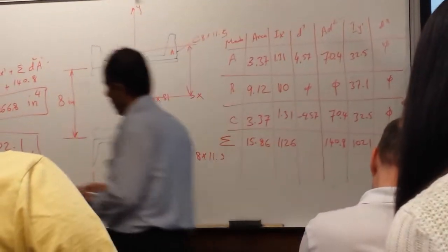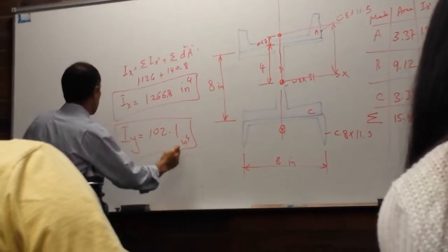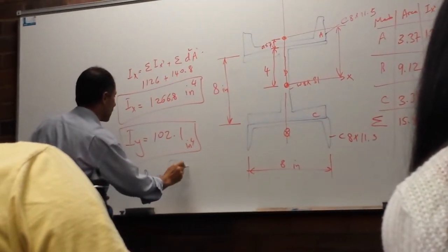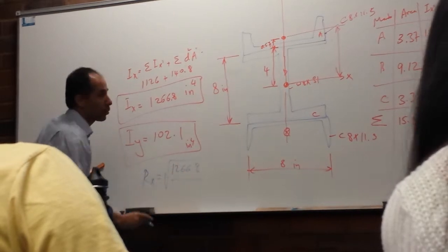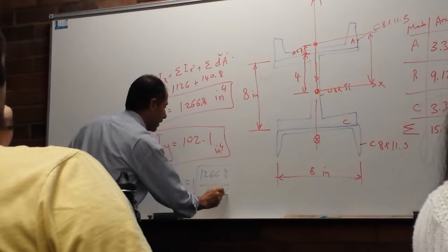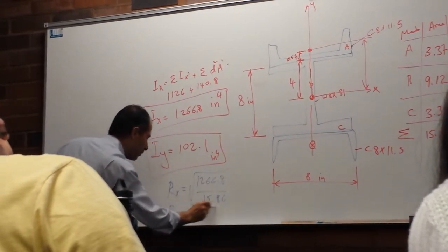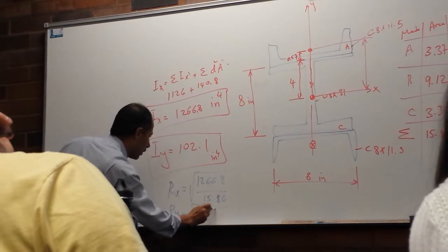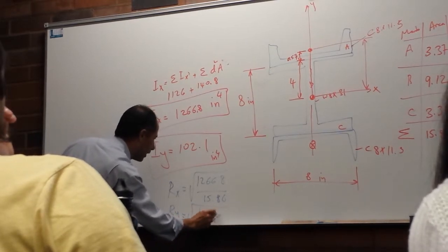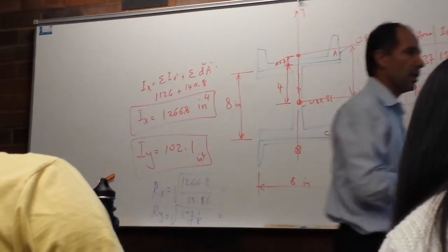Radius of gyration is going to be Rx, the square root of Ix, 1266.8 over the total area 1586, and the Ry, the square root of 102.1 over 15.8. Put it in the calculator and get a number.